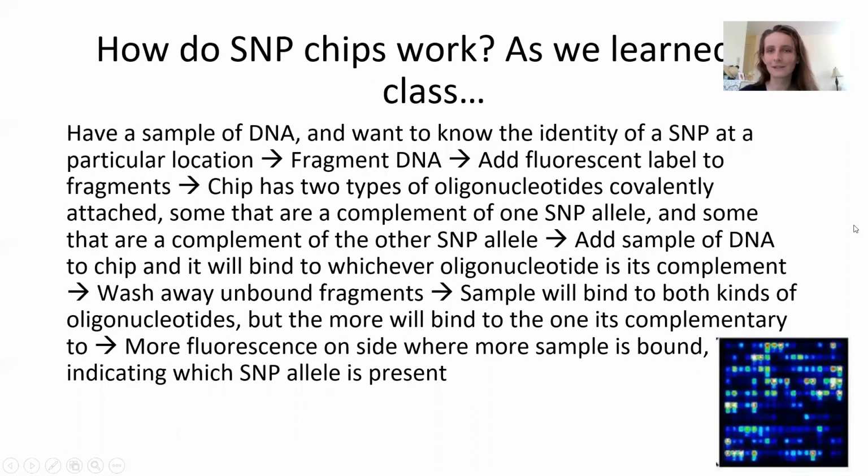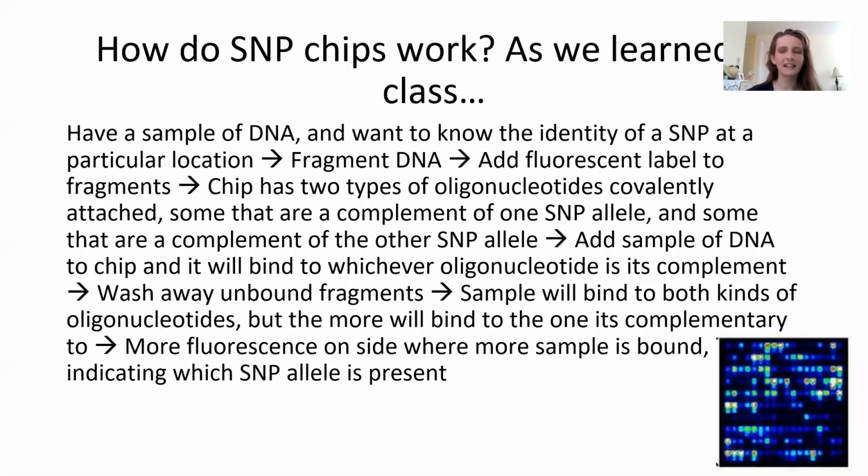So how does a SNP chip work? Well, we learned in class that you have a sample of DNA and you want to know the identity of a SNP at a particular location. So you fragment the DNA, you cut it into pieces, you add a fluorescent label to the fragments, and then the chip has two types of oligonucleotides, which are short strands of DNA covalently attached to it. And some are a complement of the SNP allele, and some are a complement of the other SNP allele.